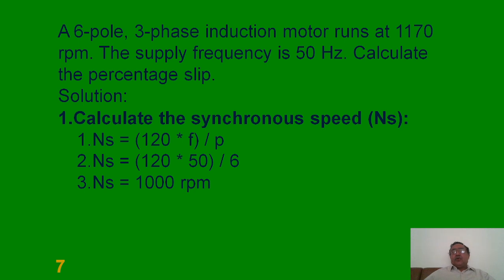A 6-pole 3-phase induction motor is running at 1170 rpm, that is revolutions per minute. The supply frequency is 50 Hz. Calculate the percentage slip. Now the first step is to calculate the synchronous speed, which is given by the formula 120 f upon P, where f is the frequency of supply. Here we will replace f by 50 and poles by 6. We will get the synchronous speed to be 1000 rpm.